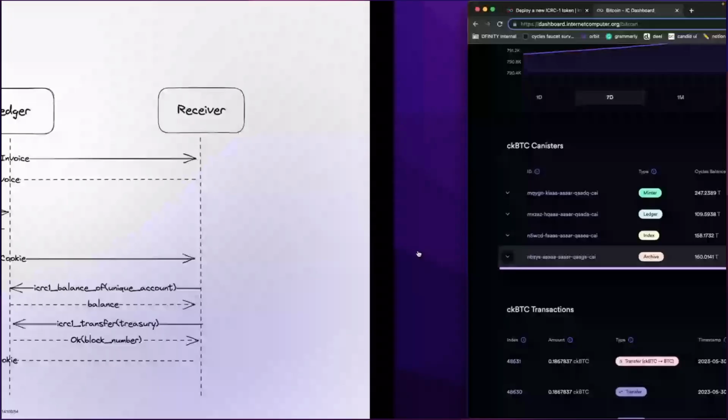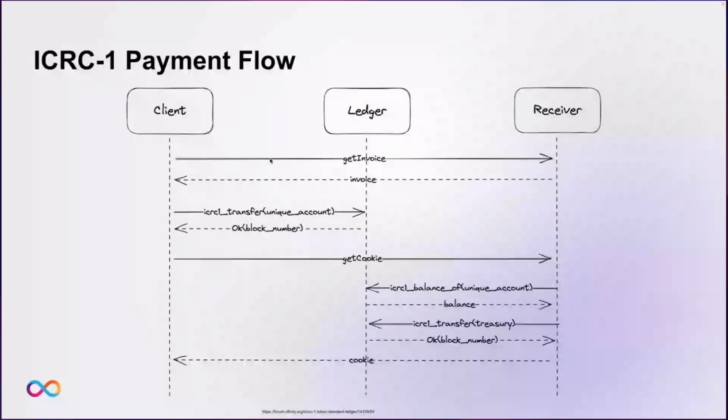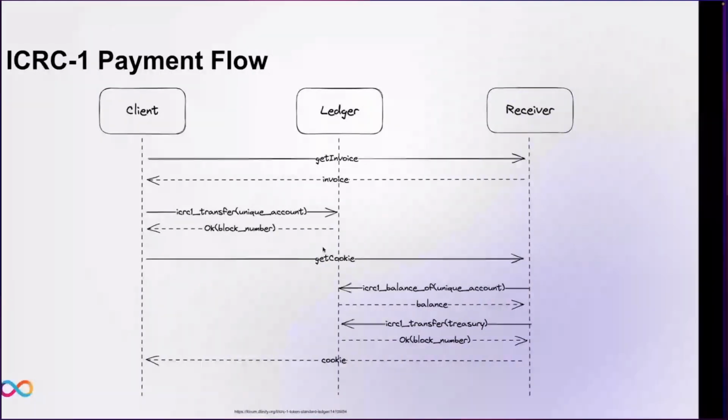So what we implemented so far is the get invoice method. So the client calls the get invoice method, receives an invoice, and then uses the information contained in the invoice, basically the account to send the funds to and the amount of funds to send, to initiate this ICRC1 transfer to the account. So that's what we have implemented so far. So let's go back to our code.